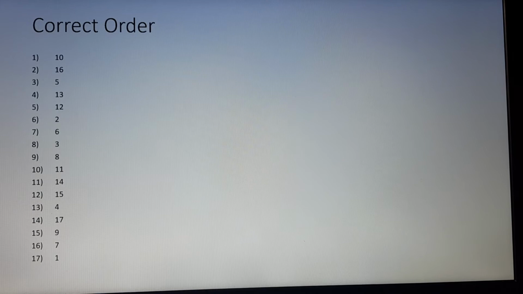So we can see here the correct order of the numbers. So it was number 10 that came first, 16, 5, 13, 12, 2, 6, 3, 8, 11, 14, 15, 4, 17, 9, 7, 1. Do not just copy out those numbers. You need to copy out all of the information so that you've got a copy of that story in the correct order. So that will take you the rest of this lesson. Okay, well done.